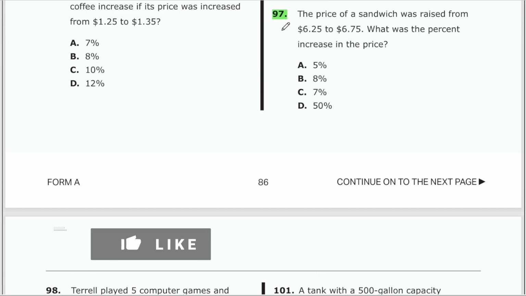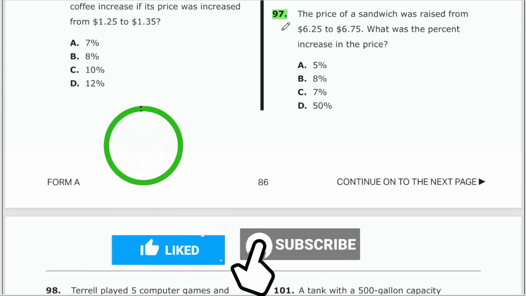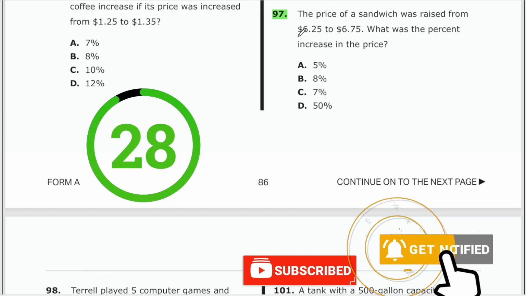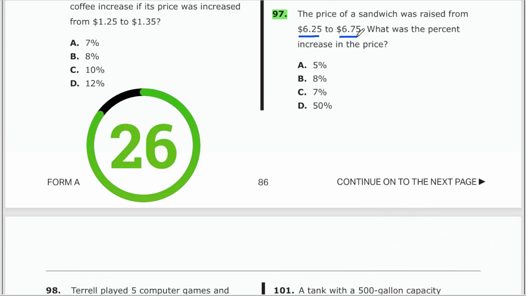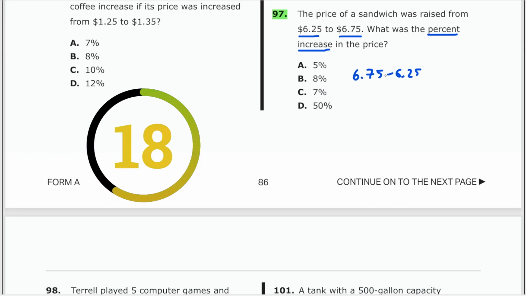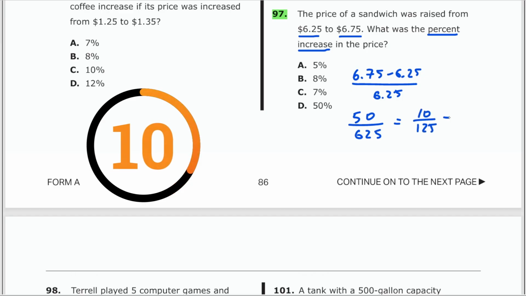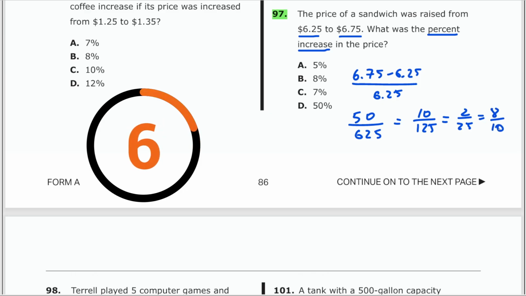So, how can you do this problem in 30 seconds or less? The price of a sandwich was raised from 6.25 to 6.75. What was the percent increase? So we have 6.75 minus 6.25 over 6.25, which is essentially just 50 over 625. Divide this by 5, 10 over 125. Divide by 5 again, that's 2 out of 25. Multiply by 4, that's 8 over 100. And the answer is B.